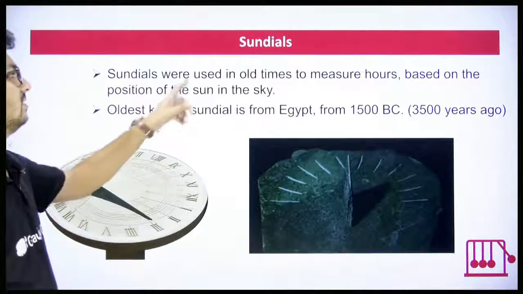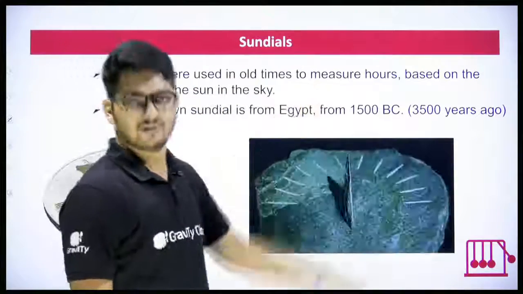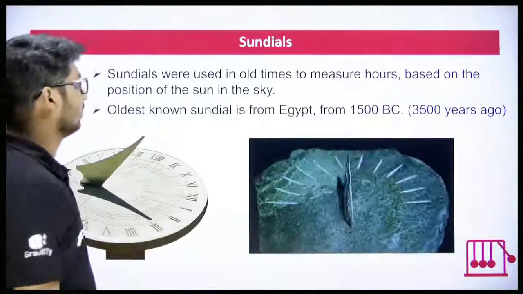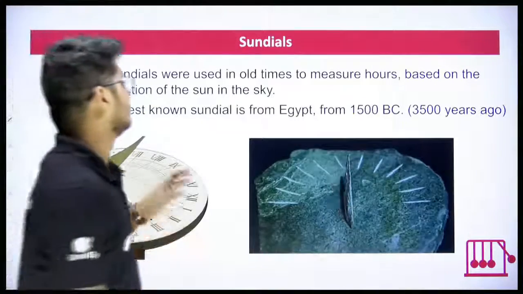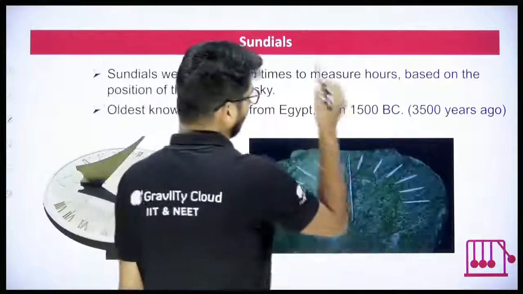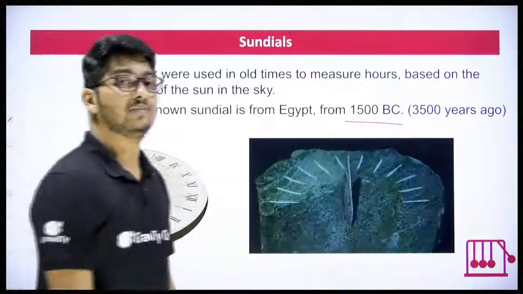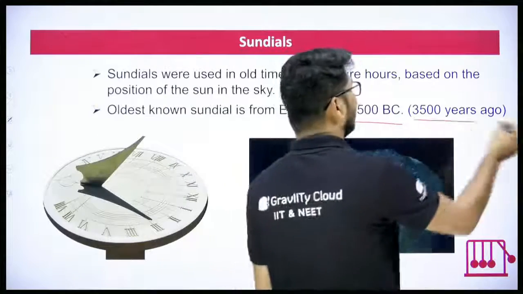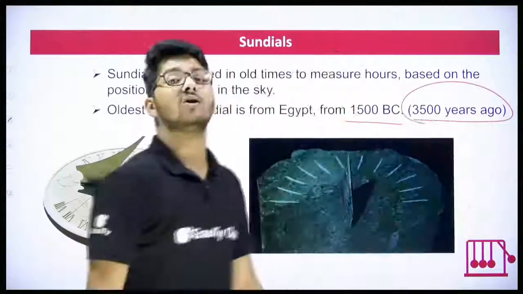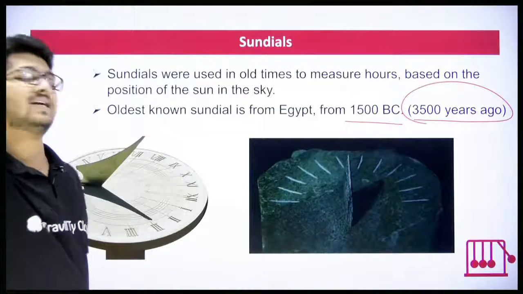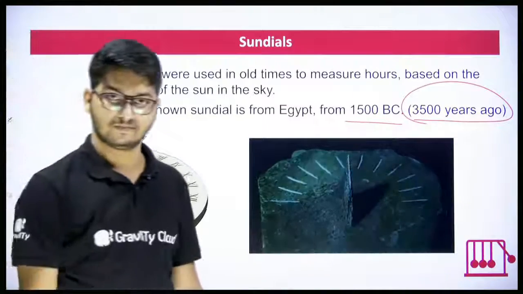Clear? So sundials were used in old times to measure hours based on the position of the sun in the sky. And the oldest known sundial is from Egypt from around 1500 BC. What is 1500 BC? It is 3500 years ago. Long back. Very long back. Even then sundials were there.